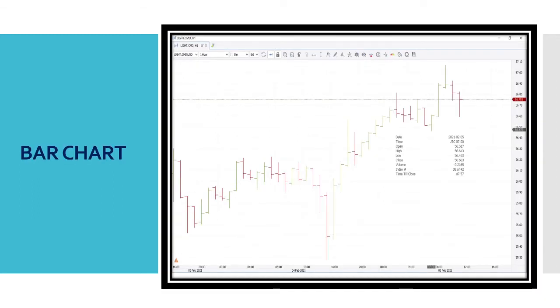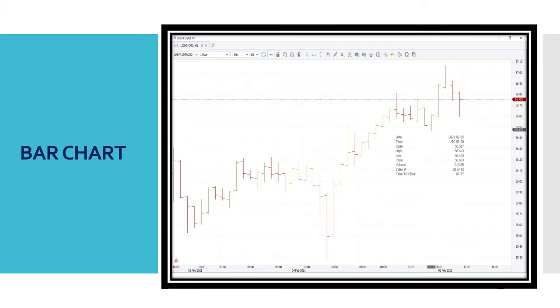Now, take a look at a bar chart. The bar chart, on the other hand, is a bit more versatile. A bar chart displays all four price variables: open, high, low, and close. A bar has three components: the central line, the left mark, and the right mark.